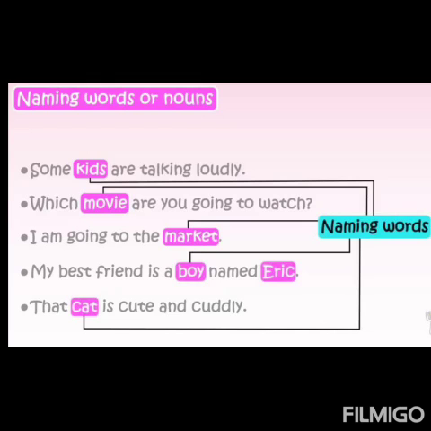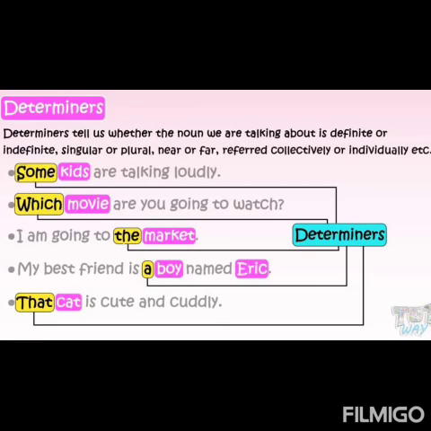These are naming words. And just before these words, if we see, there are some words that are defining it. And these words are some, which, the, that. These words are modifying these naming nouns, and they are known as determiners.